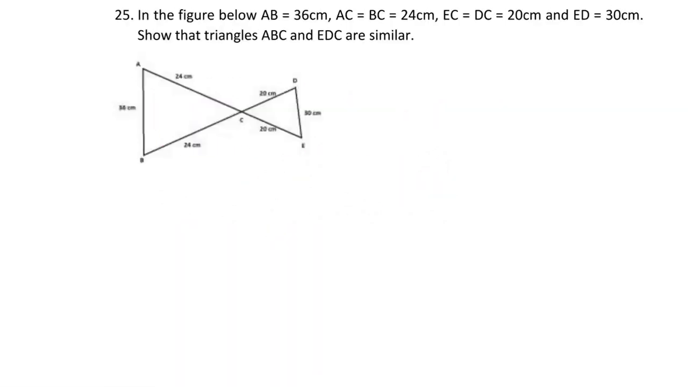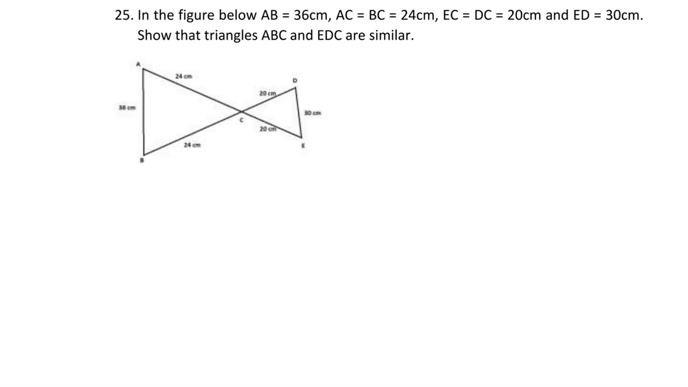Question number 25. In the figure below, AB equals 36 centimeters, AC equals BC, which equals 24 centimeters, EC equals DC, which equals 25 centimeters, and ED equals 30 centimeters. Show that triangles ABC and EDC are similar.